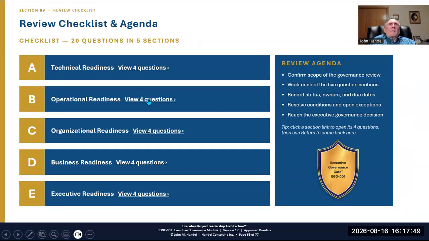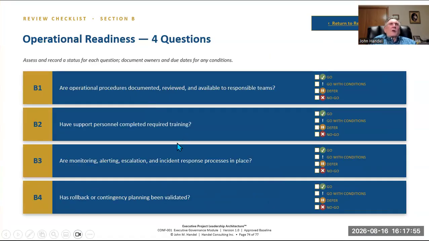So the next area is operational readiness. Here the operations manager is going to say, are operational procedures documented, reviewed, and available to responsible teams? In the past, that may not have been true. They were just looking at the project, and this piece of it may not have been done yet. But now, to pass this gate, that all has to be in place and integrated. Operational readiness helps achieve this before you cut over and eliminates the delay of getting this done.